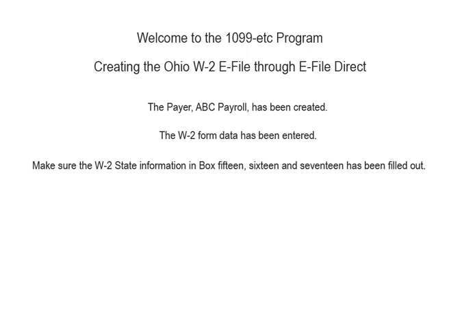This tutorial covers creating the Ohio W-2 e-file through e-file Direct. Once the file is created, it is the user's responsibility to upload the file to Ohio. To begin, the pair, ABC payroll, has been created. The W-2 form data has been entered. Make sure the W-2 state information in boxes 15, 16 and 17 has been filled out as needed.